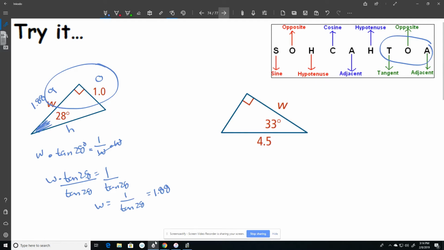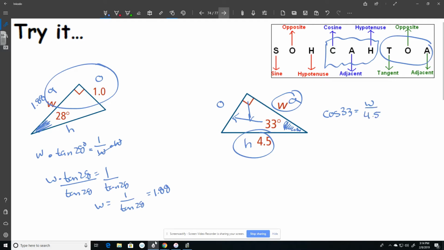The second one, I'm looking at 33 degrees, which is this angle here. Here's my hypotenuse because it's across from the 90. This angle over here is across from 33, so that's opposite, which makes this adjacent. So I know the hypotenuse, I know adjacent, which means I'm going to use cosine because they use adjacent and hypotenuse. So the cosine of 33 degrees is equal to the adjacent goes on top, so W goes on top, 4.5 goes on bottom. And then to solve, I'm just going to multiply both sides by 4.5. And that's going to equal W.